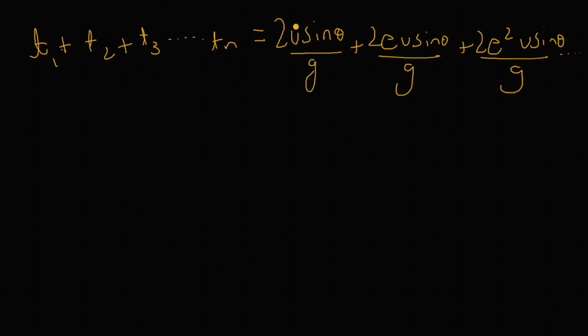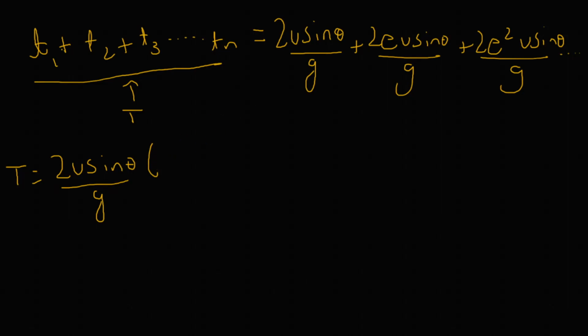So let us factor out 2u sine theta by g from the entire term. Let us represent this total time with capital T. T equal to 2u sine theta by g times 1 plus e square plus e cube, and so on up to infinity.